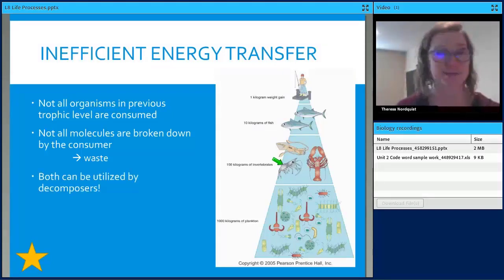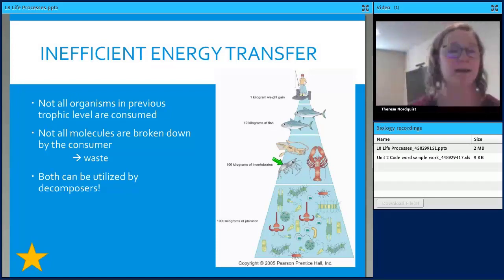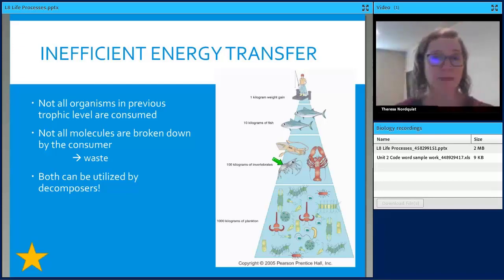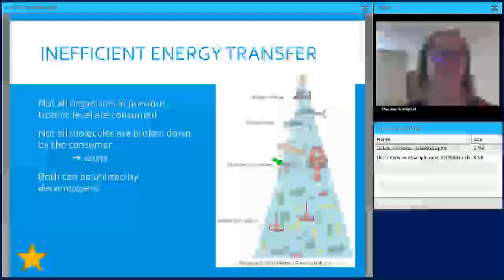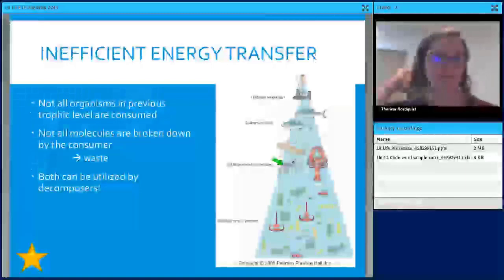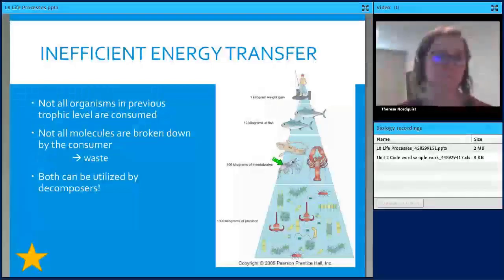But decomposers can utilize these energy sources. That's kind of what decomposers do. They can break down your waste. They can break down dead organic matter and release that energy and that stored matter, those nutrients, but they're not on this pyramid here. They're not in a typical food chain. They're kind of added at the end. So they're not part of this 10% transfer.